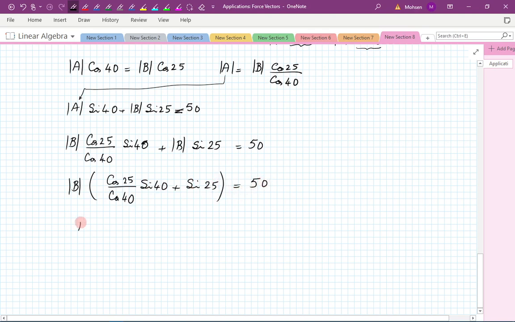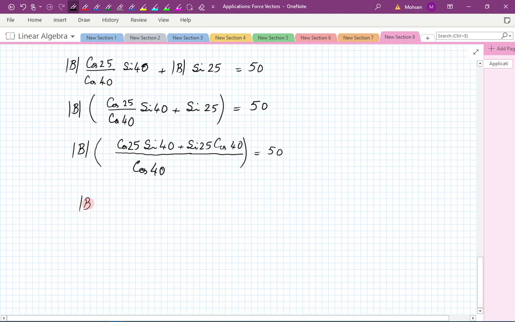Well, how do I find the magnitude of B? So I have to cross multiply. Maybe I go ahead and take a common denominator so it looks a little bit cleaner that way. So let's go ahead and take a common denominator. I get cosine of 40 in the denominator. The numerator is cosine of 25 sine of 40 plus sine of 25 cosine of 40. That whole thing is equal to 50.